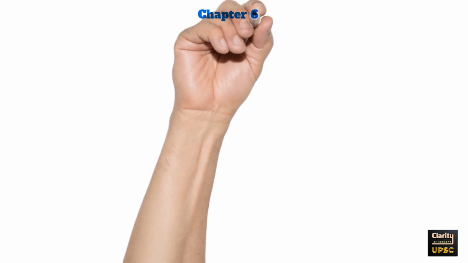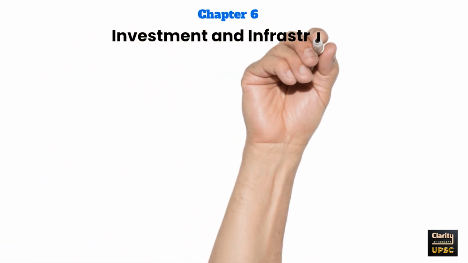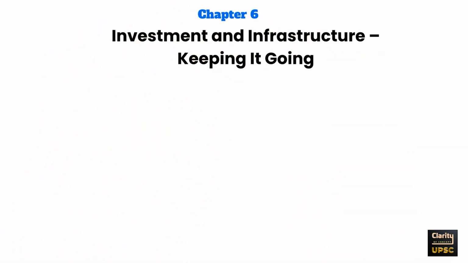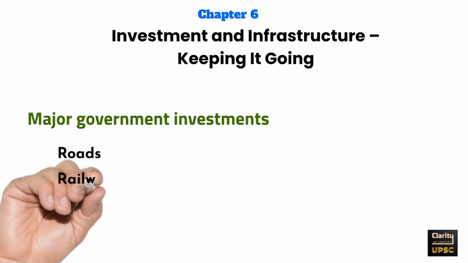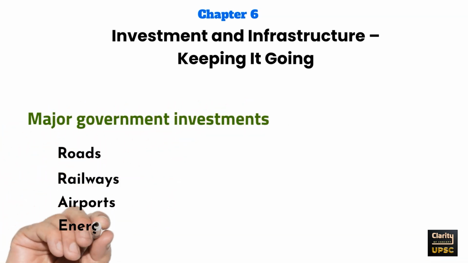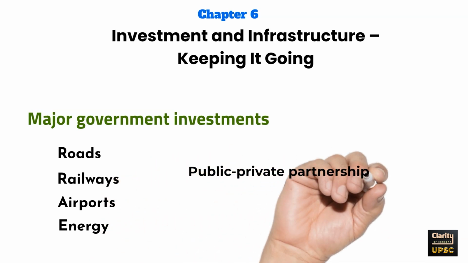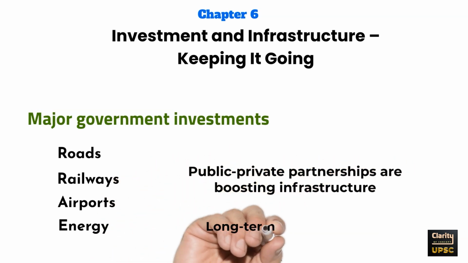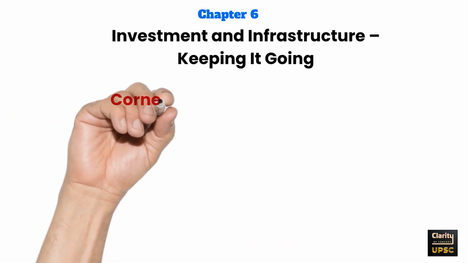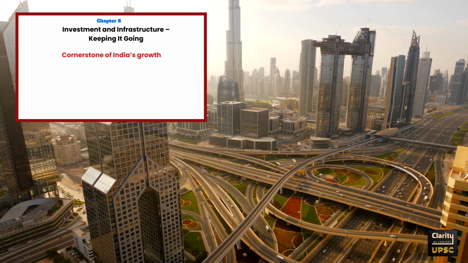The title of the sixth chapter is Investment and Infrastructure: Keeping It Going. This chapter talks about major government investments in roads, railways, airports, and energy, how public-private partnerships are boosting infrastructure, and why these projects are key to long-term economic growth. According to the survey, infrastructure remains a cornerstone of India's growth.